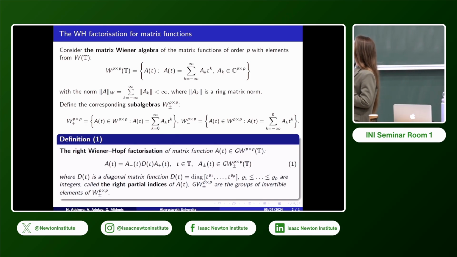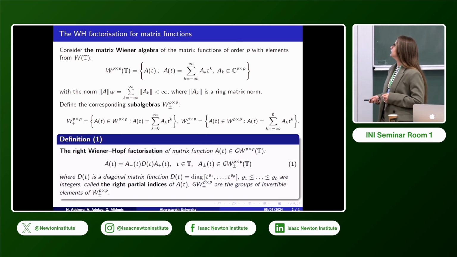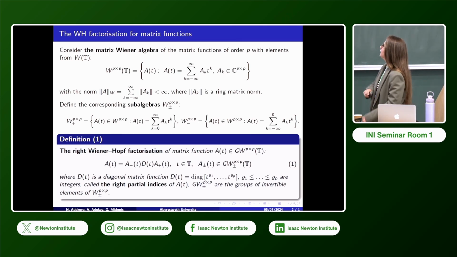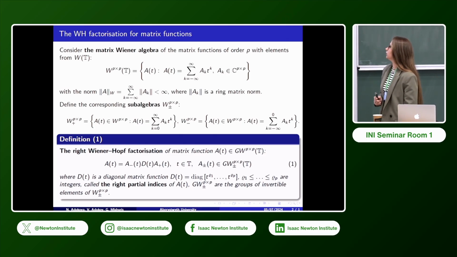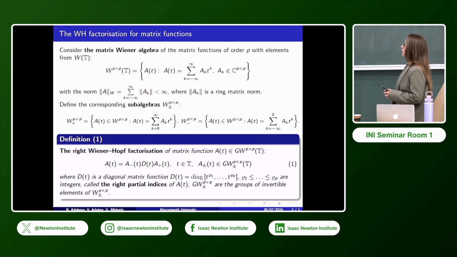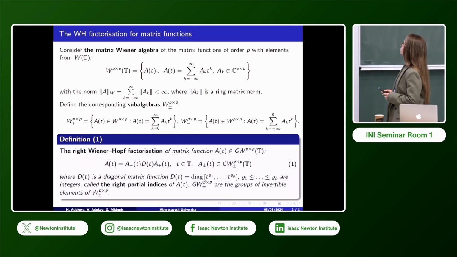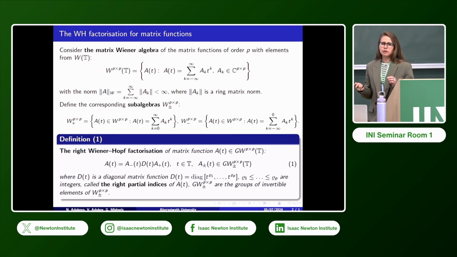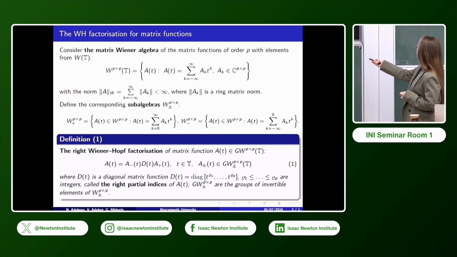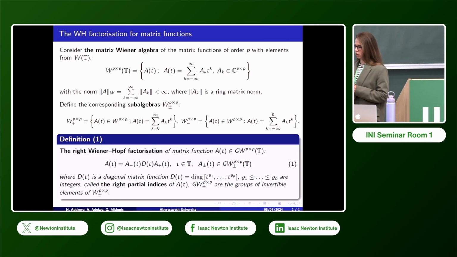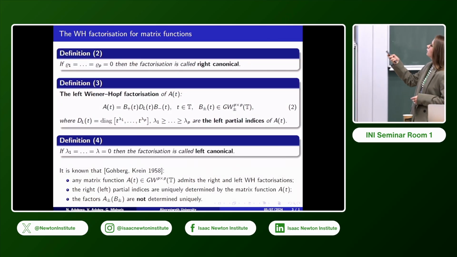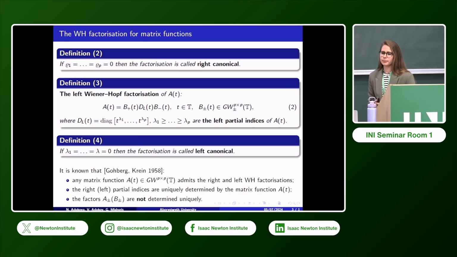So the right Wiener-Hopf factorization of matrix A is its representation in the form 1, where D is a diagonal matrix function, and these integers are called the right partial indices, and GW are the groups of invertible elements. If all partial indices are equal to 0, we call such factorization canonical. So we have the definition for it here.